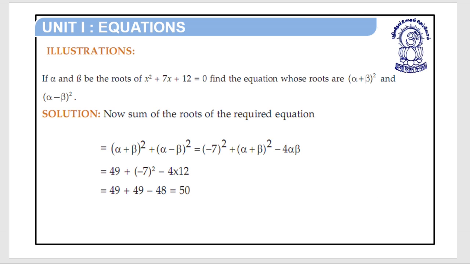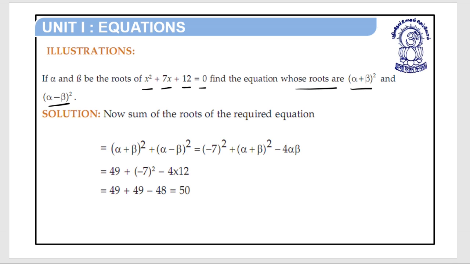Next, illustrations. If alpha and beta be the roots of x square plus 7x plus 12 is equal to 0, find the equation whose roots are alpha plus beta whole square and alpha minus beta whole square. Solution is, now sum of the roots of the required equation.